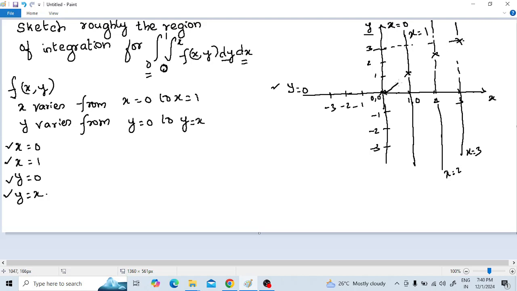So I need to join this one. In the problem, I need to take the bounded lines. So here I have x equal to 0, this line I have, this line I have, and then x equal to 1 I have, and x equal to y. So this is the required region, right? This is the required region. So this is the region of integration.